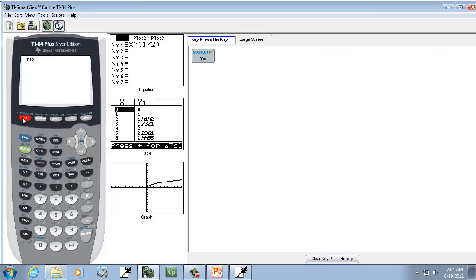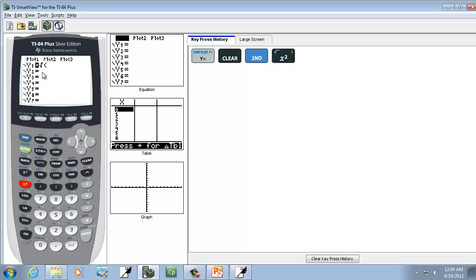Well, I'm going to press my y equals, press clear. Now, you'll notice above the x squared is the square root symbol. So to get to that, we press second button one time, and then the x squared. And it'll put the square root with a beginning parentheses. Put my x in, and then I'll put a closing parentheses.